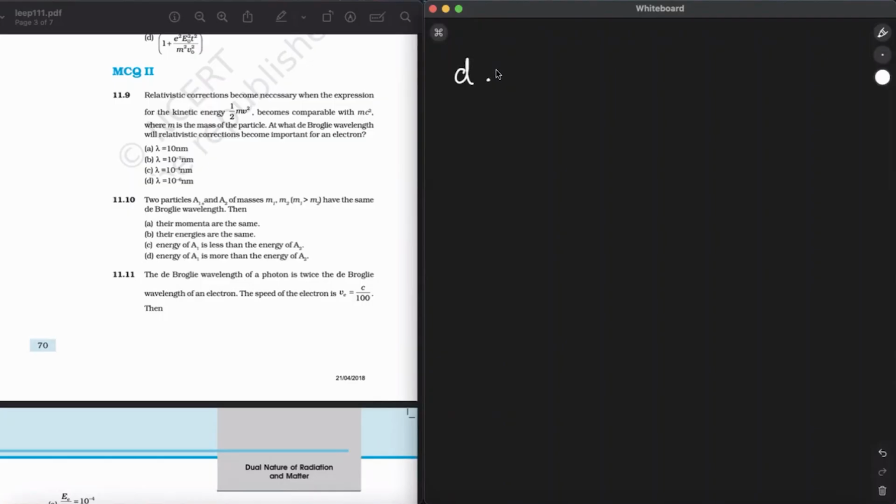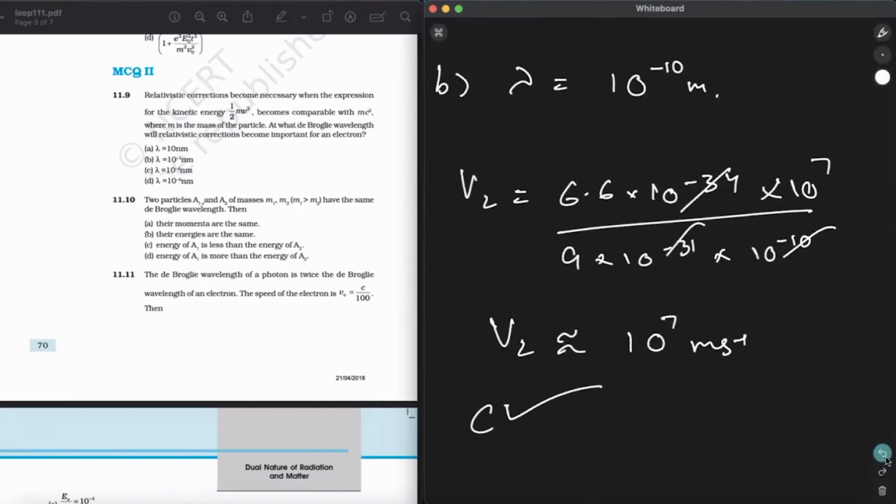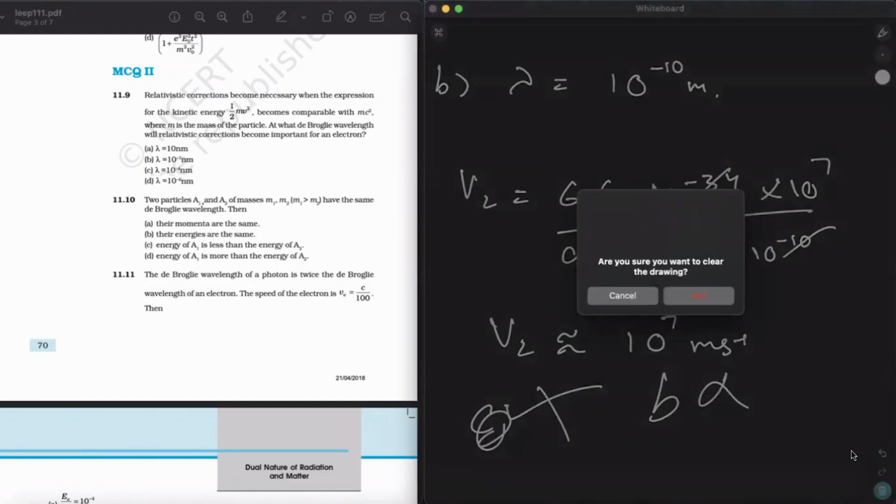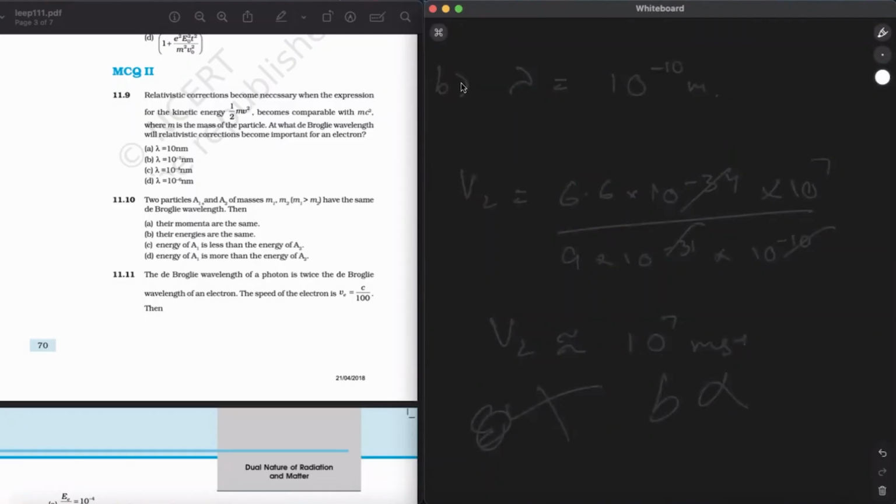No, no. Option, which was it? Option number B. 10 to the power of 7. No, 10 to the power of 7 will not fit that criteria. It has to be up to 10 to the power of... This is option number B. This is also wrong.